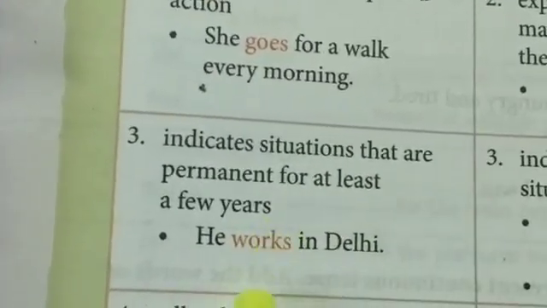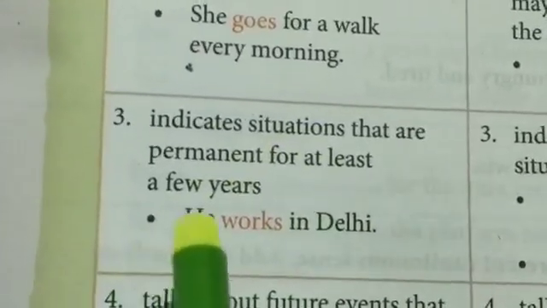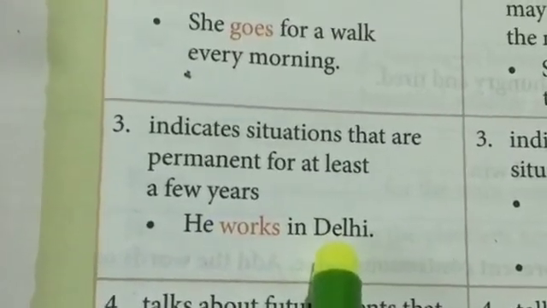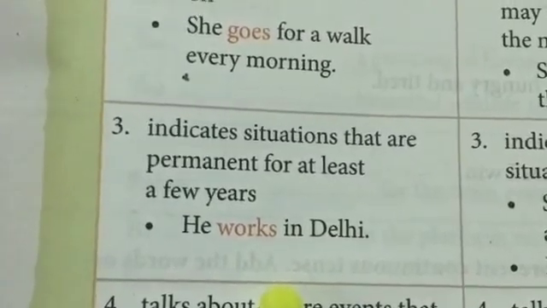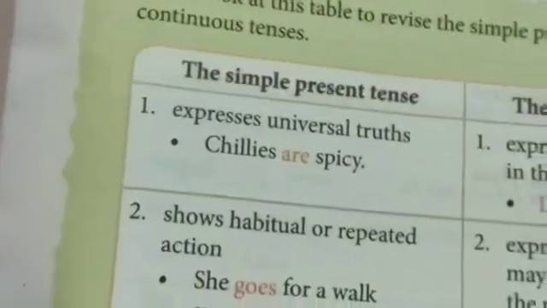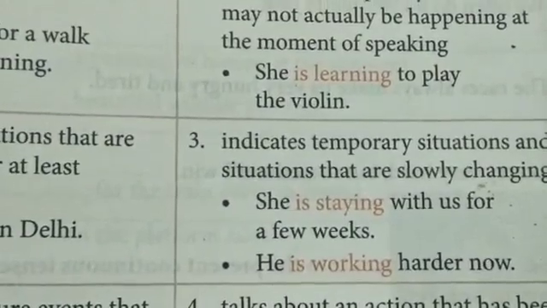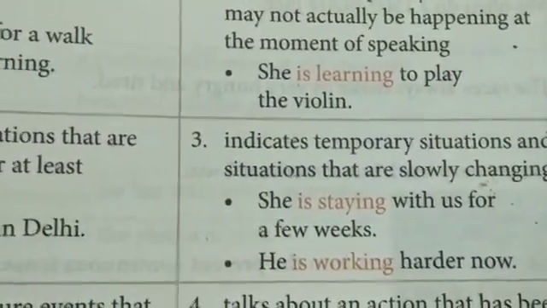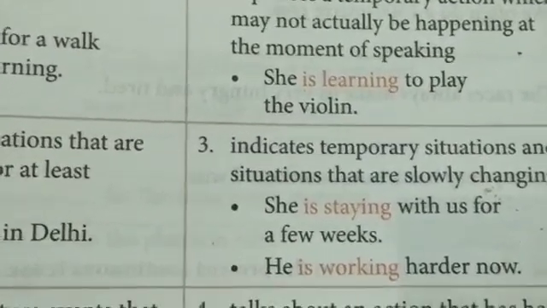So what happened? He is working in Delhi. He would continue to work in Delhi. So this is permanent. At least for a few years he is working in Delhi. So in these two sentences, we'll use simple present tense. Like a temporary situation again, for indicating slowly changing situations, we use present continuous tense.